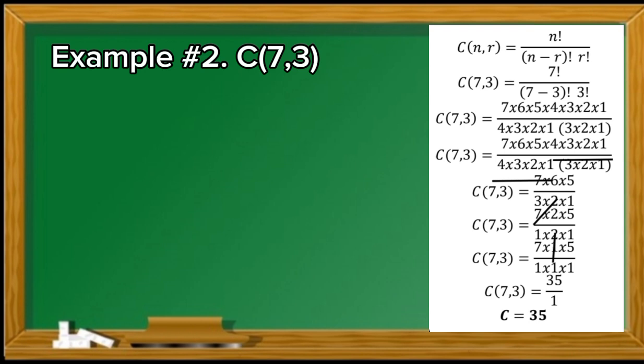So what remains is 7 times 6 times 5 over 3 times 2 times 1, but the numerator is divisible by the denominator, which is the 6 and 3. Then what remains is 7 times 2 times 5 over 1 times 2 times 1, equals 7 times 1 times 5 is 35 over 1 times 1 times 1 is equal to 1. So the combination taken R at a time of 7 and 3 is equal to 35.